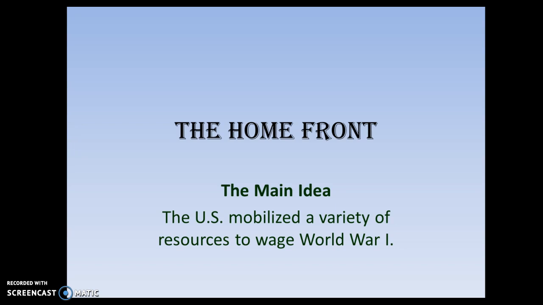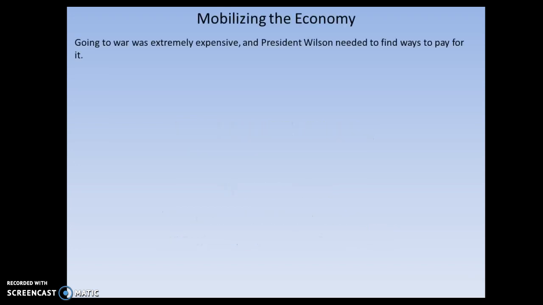So this PowerPoint here will cover the information from chapter 18, section 3. As always, I recommend you skim over that section as well. That section is on the home front. So the main idea here is that the U.S. mobilized a variety of resources to wage World War I.